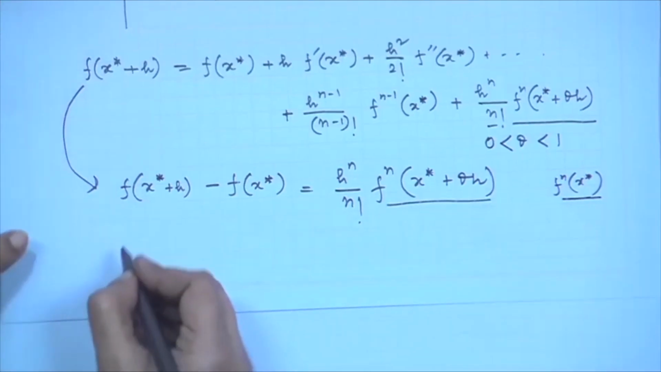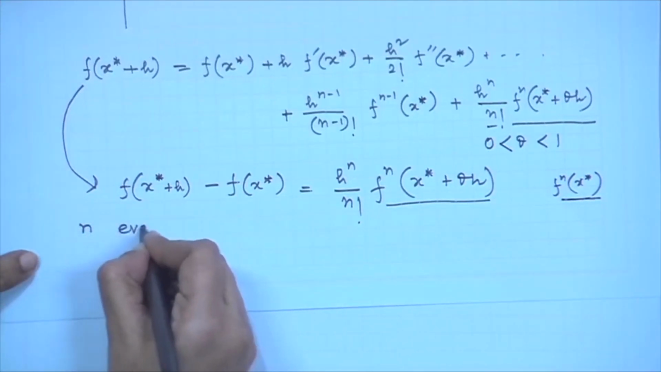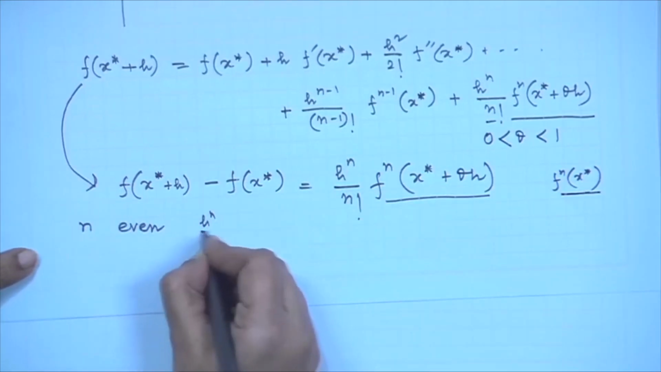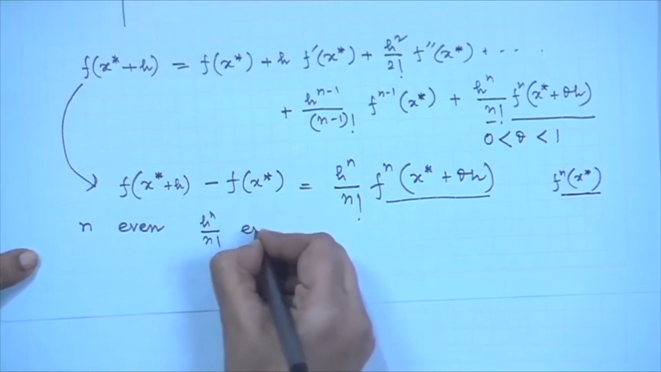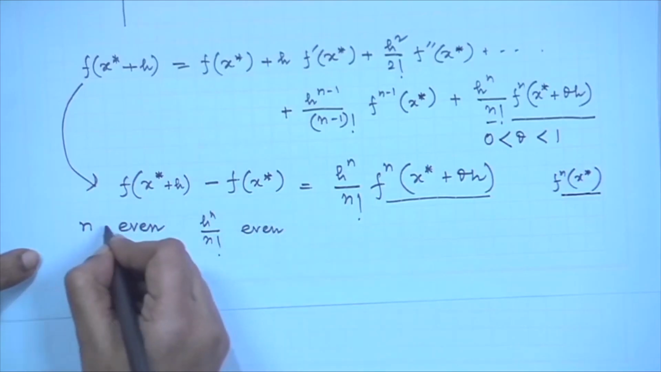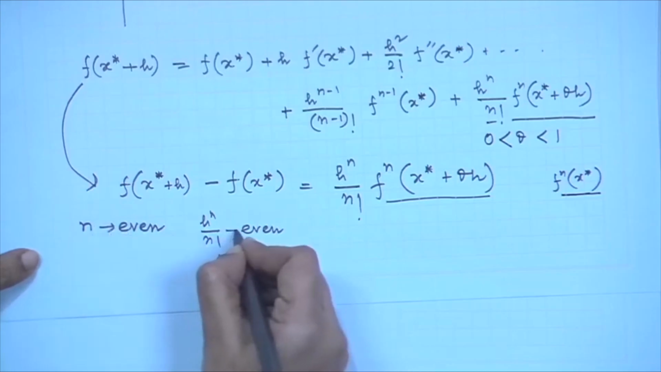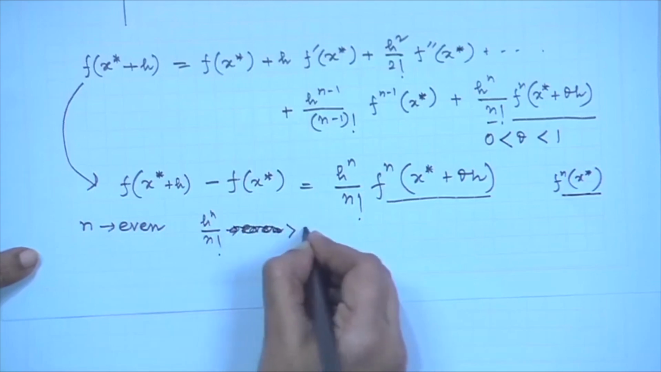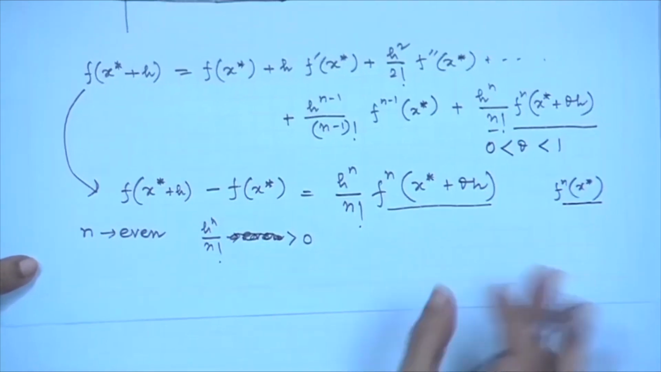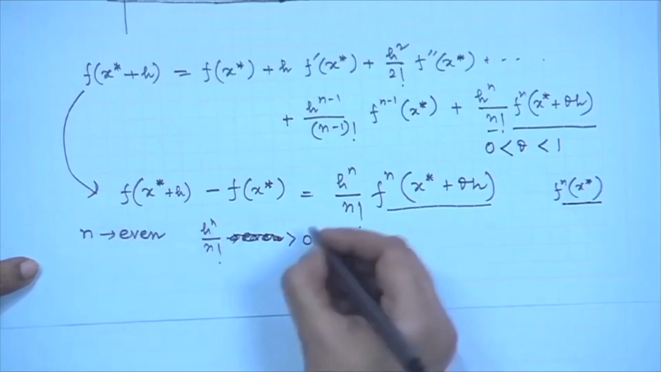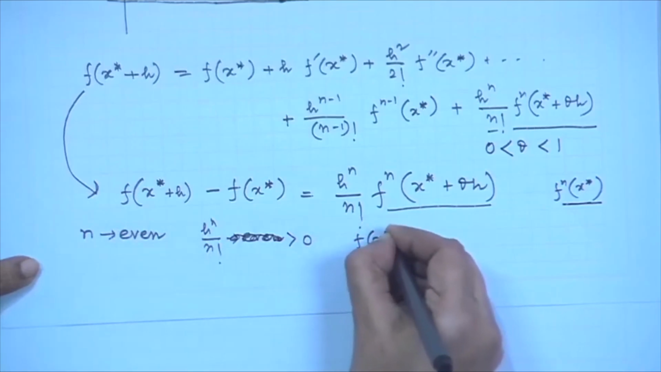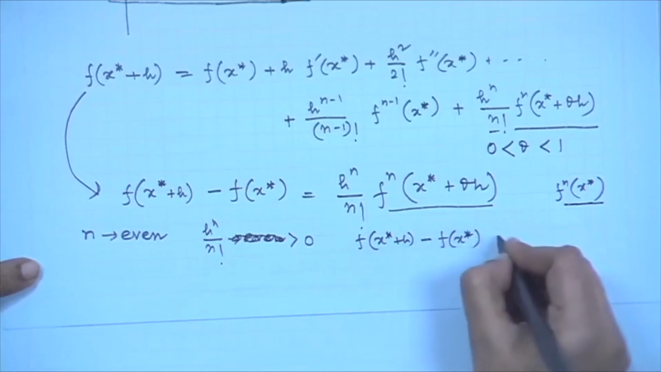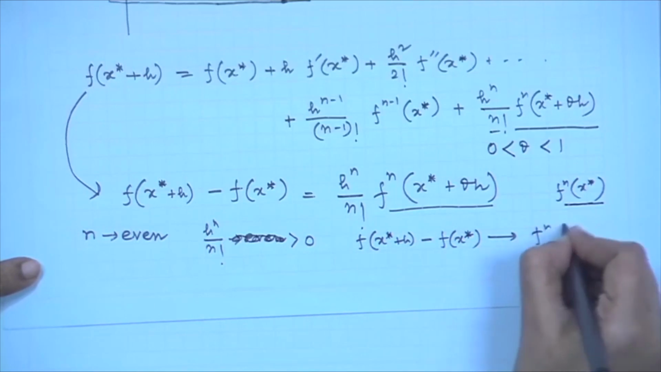Now you see, if n is even, then what are we getting? h to the n by n factorial will be greater than 0. All right. That means we are saying that f of x star plus h minus f of x star must have the same sign as f n x star.